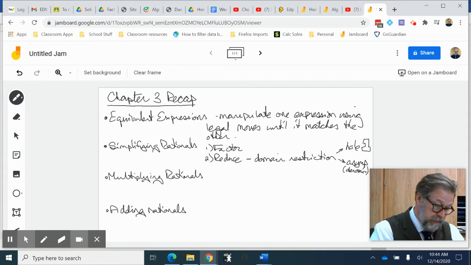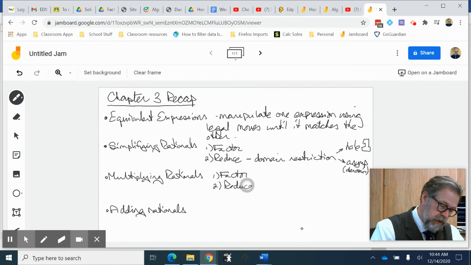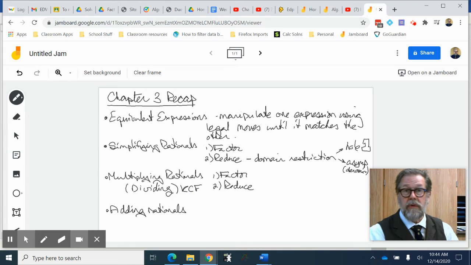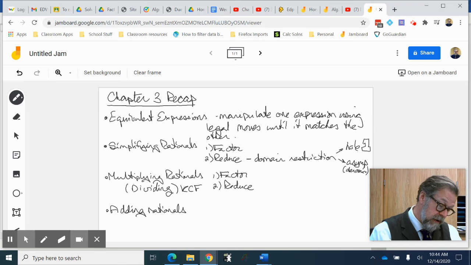Multiplying rationals, a lot like simplifying. Step 1, factor. Step 2, reduce. And of course, multiplying and dividing are closely related. Just remember, I just like keep it, change it, flip it. You may have your own way to remember how to deal with division of fractions. But again, factor, reduce, it's just simplifying.